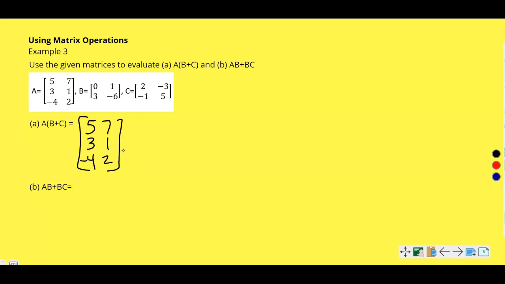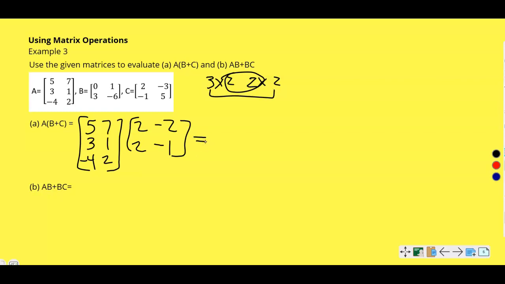So B plus C, remember we add corresponding elements. So 0 plus 2 is 2. 1 plus negative 3 is negative 2. 3 plus negative 1 is 2. And negative 6 plus 5 is negative 1. All right, and again, we have 3 rows by 2 columns. We have a 3 by 2 and a 2 by 2. So those will multiply. And our resulting matrix is going to be a 3 by 2. So when we multiply these, we get a 3 by 2.